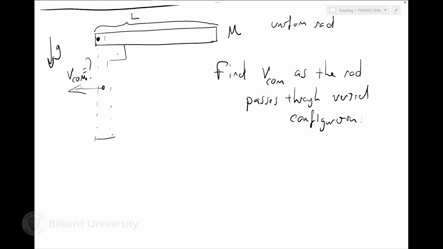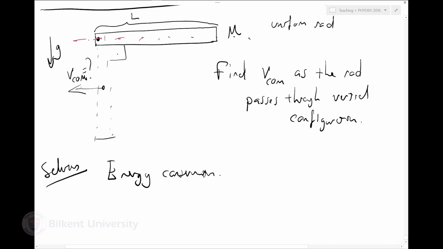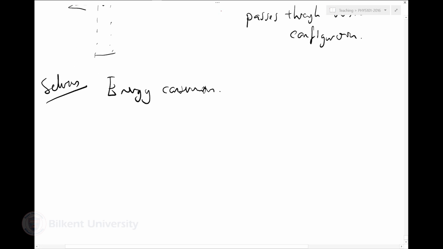Now, energy conservation. So here's what I'll do. The solution is by energy conservation. I'll choose my reference level to be the initial configuration of my rod. What's the energy in the initial case? I chose my reference level to be exactly at the rod's place. So is there any potential energy? There is no potential energy. Is there any kinetic energy? Nothing is moving. Initial energy is equal to 0.